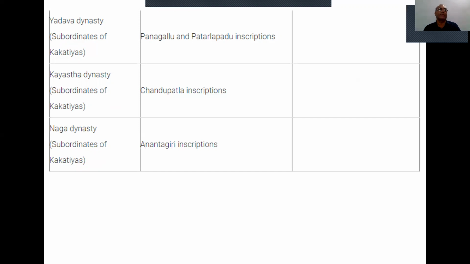So the next important dynasty is the Kayastha dynasty, and they were also the subordinates of Kakatiyas. The region where you find inscriptions is the Chandapu Patla inscription. This is the only inscription that is available about the Kayastha dynasty. Similarly, another subordinate dynasty of the Kakatiyas is the Naga dynasty. And the inscription for the study of this dynasty is available at Anantagiri.